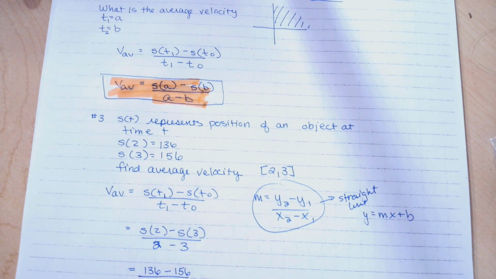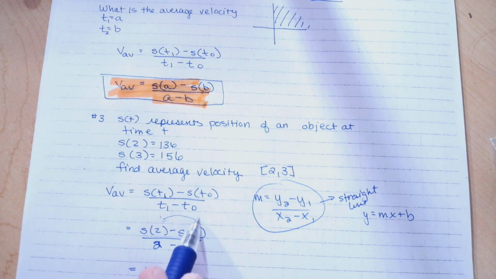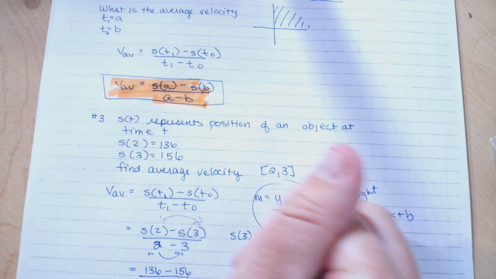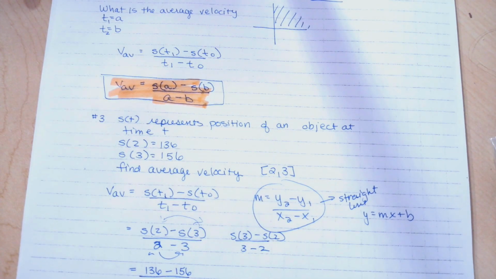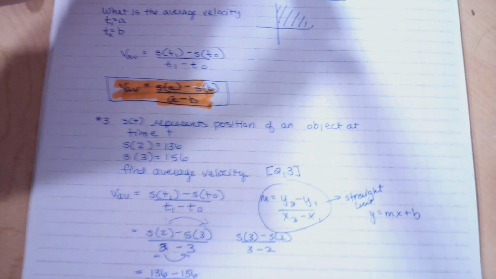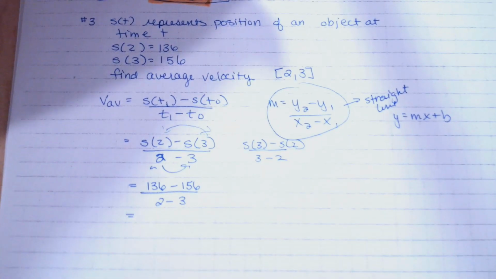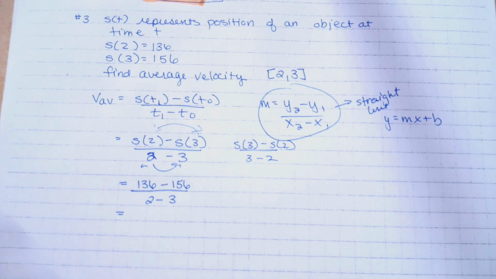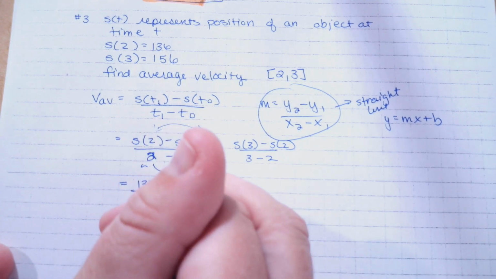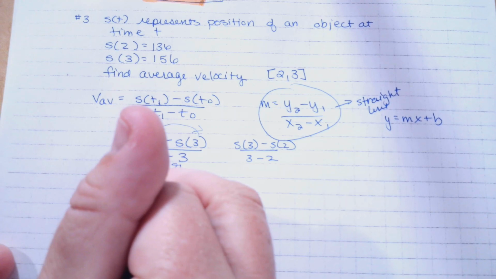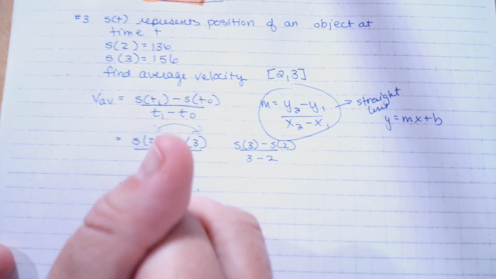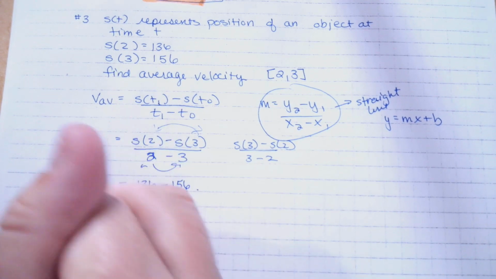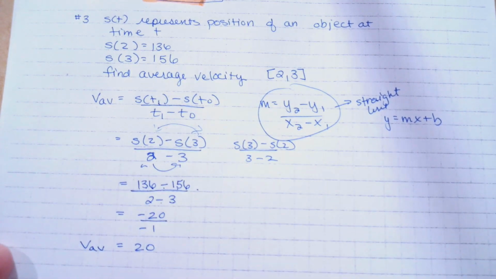Some of you might be complaining that you want these switched. Maybe you want me to write this instead. If that makes you more comfortable, that's fine, but in the end it won't matter. We'll get the same answer. So 136 minus 156 is minus 20, and 2 minus 3 is minus 1. You're going to get V average equals 20.